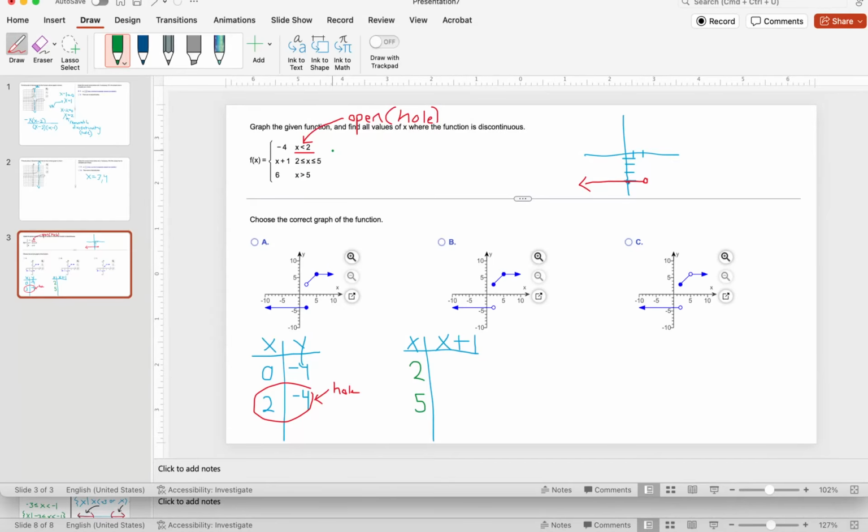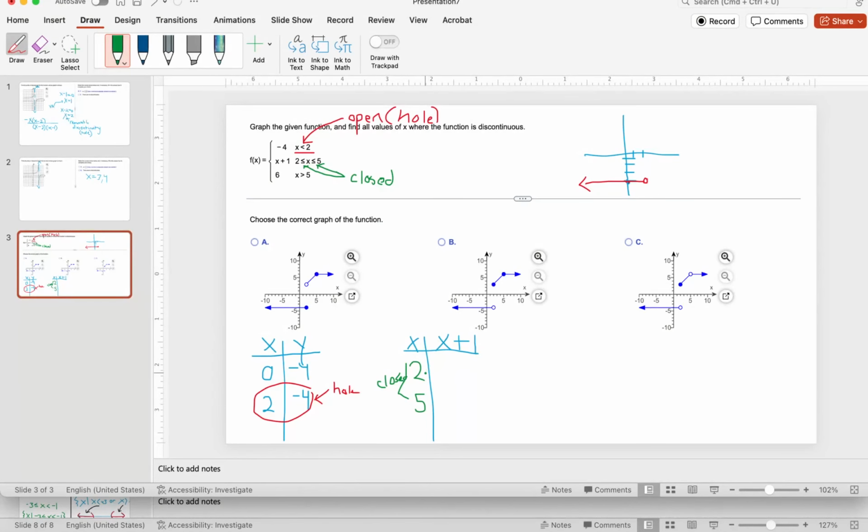And then we want to make a note right here. These both have an equal on them, don't they? Does that mean it's included or not included? Yes, so it's closed. You can make a little note of that: closed circle.